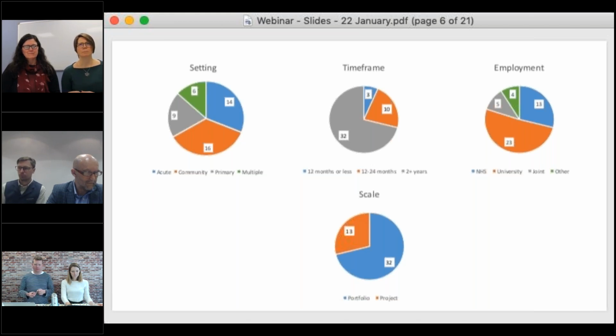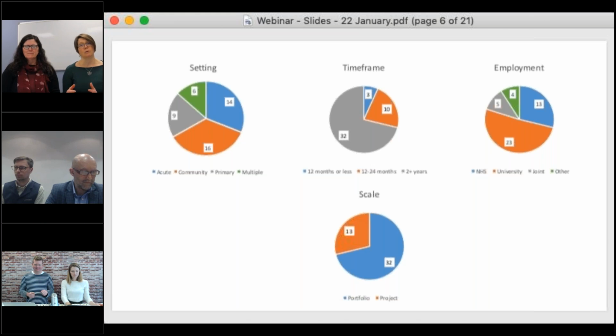The initiatives were taking place across quite a big range of timeframes. We expected that some of them would be quite short, but we actually found that the vast majority were taking place over 2 or more years. And some initiatives were very long-standing indeed. Over 30 years, one of the initiatives that were identified had been going on.